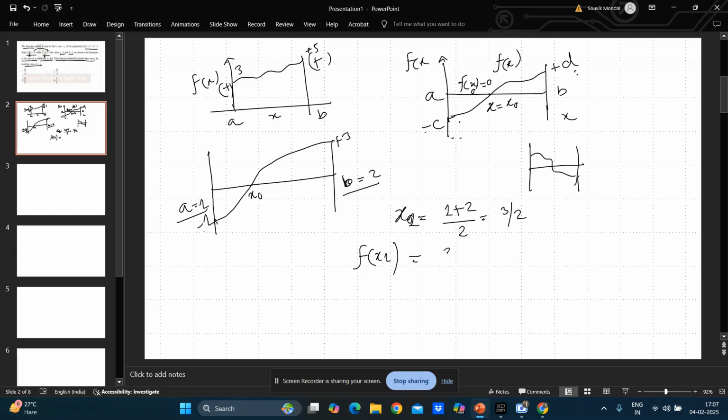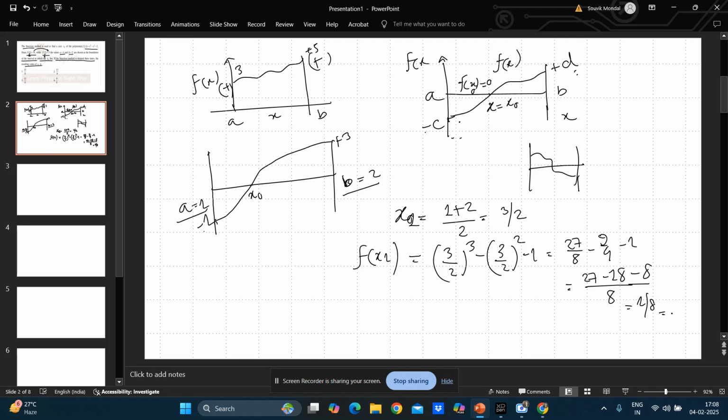So f(x1), that is f(3/2), is (3/2)^3 minus (3/2)^2 minus 1, which is 27/8 minus 9/4 minus 1, equal to (27 minus 18 minus 8)/8. So it is 1/8, a positive value.